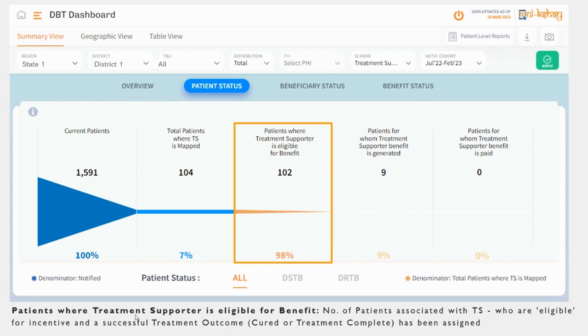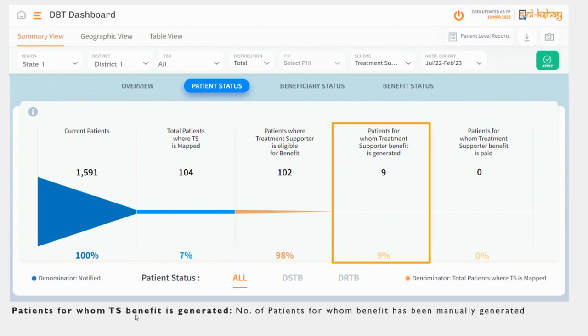This is because the patient either has a successful treatment outcome, of cured or treatment completed, or, in case of DRTB patients, have completed 6 months of treatment and therefore, the associated treatment supporter is eligible for the end of IP incentive under the scheme. Unlike all the other schemes of NTEP, for this scheme, the benefit or incentive needs to be generated manually.